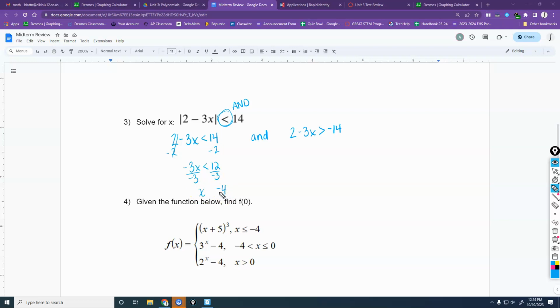What do I have to do right here? I just divided by negative 3. There's something special I've got to do whenever I do that. I got to flip the inequality sign. I've got to make that a greater than sign. If you divide by a negative, you may want to make yourself a note. If you multiply or divide by a negative, flip the inequality.